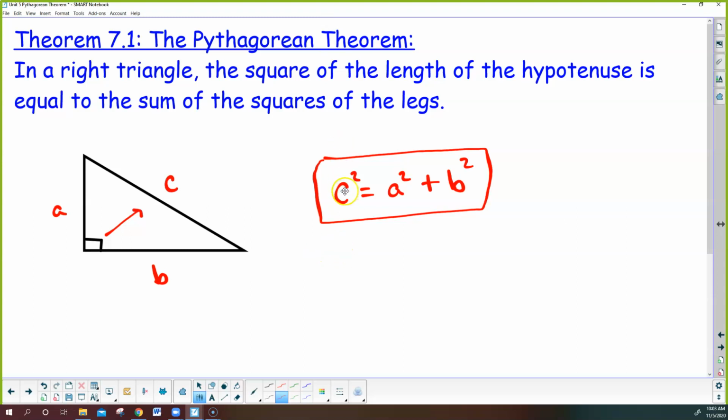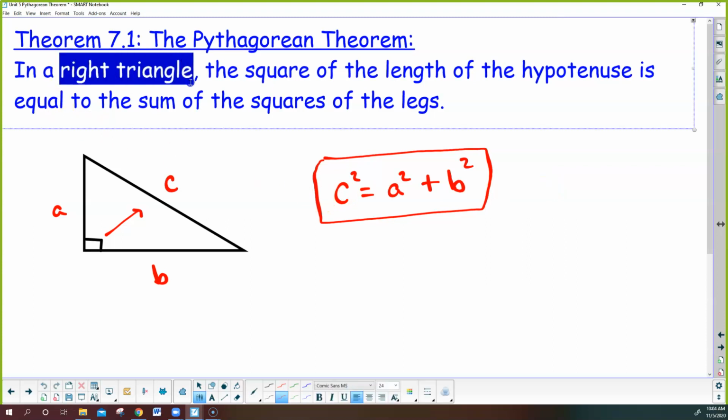Now, this relationship: if the length of this number squared is equal to the length of the other two sides squared and added together, then that proves that this has to be a 90-degree angle. So this statement proves that we have a right triangle.